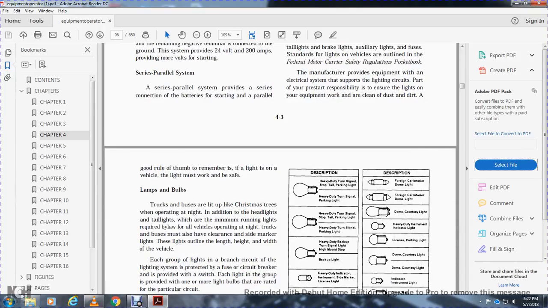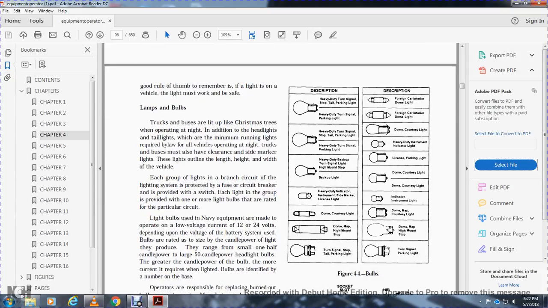A good rule of thumb is to remember that if a light is on the vehicle, it must work to be safe. Trucks and buses must be lit up like Christmas trees when operating at night. In addition to the headlights and tail lights, minimum running lights are required on all vehicles operating at night. Trucks and buses must also have clearance and side marker lights. The lights outline the length, the height, and the width of the vehicle.